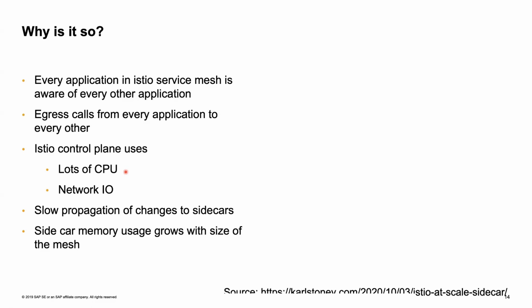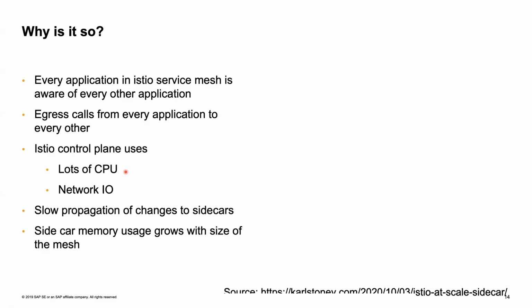And same thing from the control plane, it is going to send that much information. So it means that a lot of CPU and a lot of network IO will be consumed. That will mean that the changes will be propagated slowly, and as the number of services increases, your sidecar usage will increase.